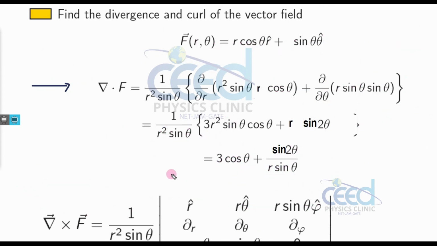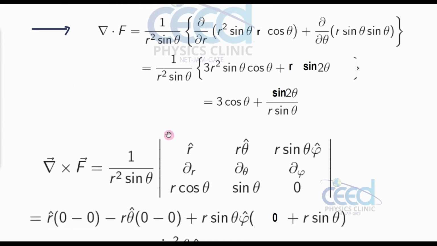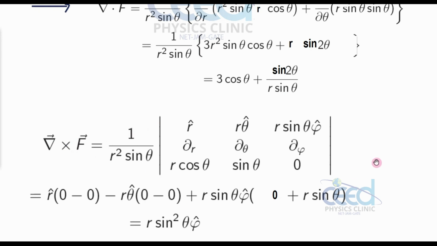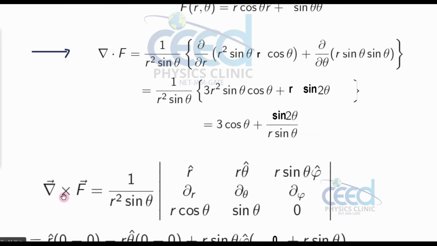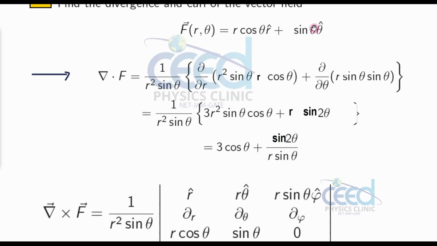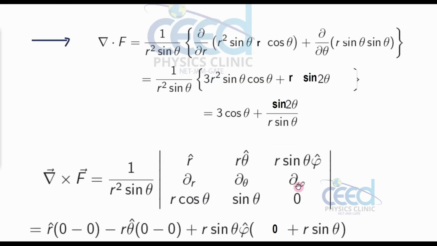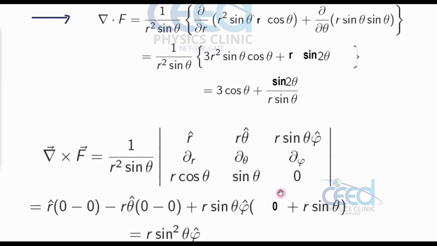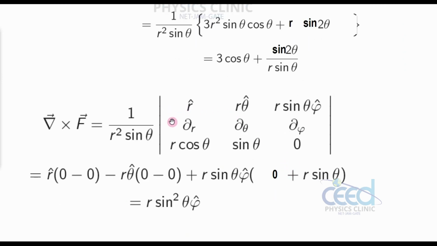Yes. Now we can find out the curl, right? Del cross F is equal to, this is the expression for curl in terms of spherical polar coordinates: 1 by r² sin θ into the determinant with r cap, r θ cap, r sin θ φ cap, then ∂/∂r, ∂/∂θ, ∂/∂φ, and here VR, here V_θ, here V_φ. What is VR? VR is r cos θ, the r cap component, and the θ cap component is sin θ, and there is no φ component here, so I can take this as 0. Okay, now just expand the determinant.